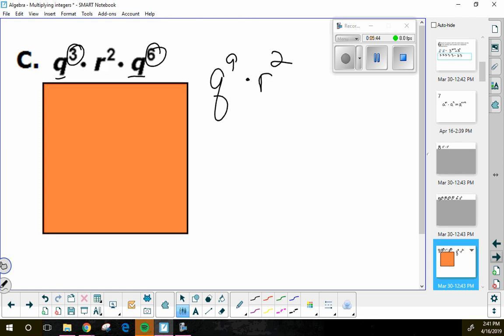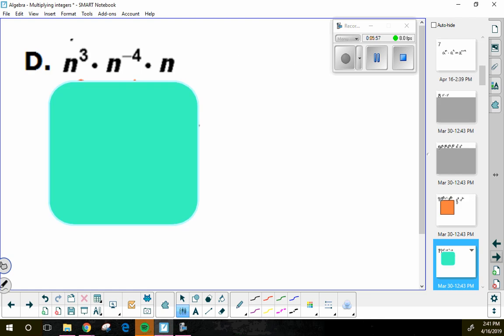Okay, get your whiteboards out. We'll practice a couple on our whiteboards, and then we'll go on to our foldable. And lucky, the foldable has a lot of examples in it. Okay, here we go. On your whiteboard, write this.